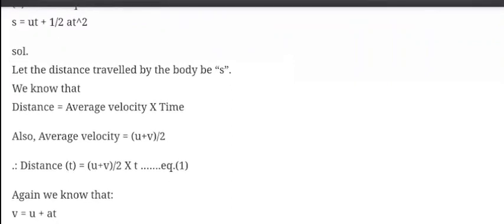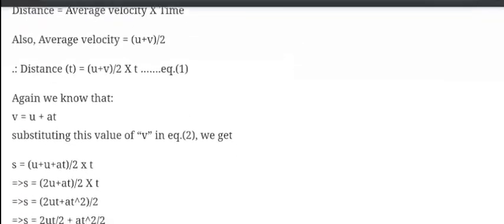So I know distance is equal to average velocity into time, because distance is nothing but displacement. So it is speed into time. Instead of speed, I can say velocity. So it is the average velocity upon time. The formula of average velocity is u plus v by 2, we studied that. So instead of average velocity, I will say u plus v upon 2 into t. Now instead of v, I am putting u plus at.